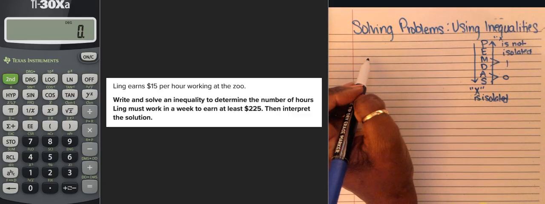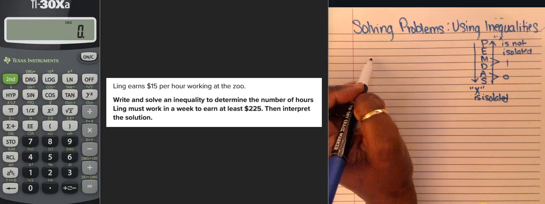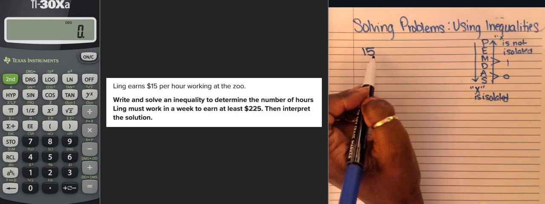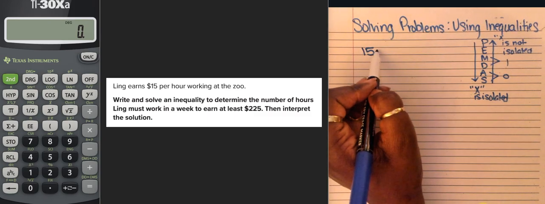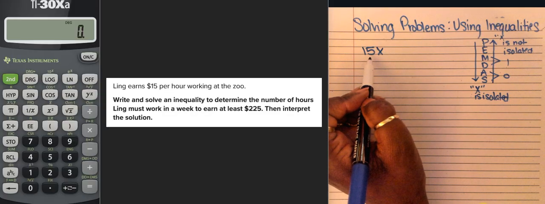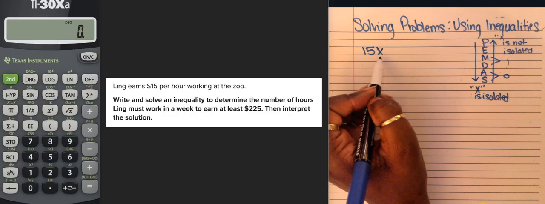Well, there's a few things that stand out. I see $15 per hour. That means for every hour that she works, so I'm going to put 15. I don't know how many hours she's working, right? So I'm just going to put a variable x. That's going to stand for the number of hours. So $15 per hour, x is going to stand for the hours.